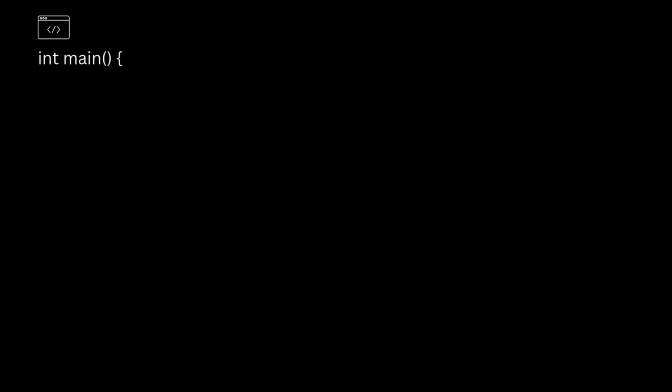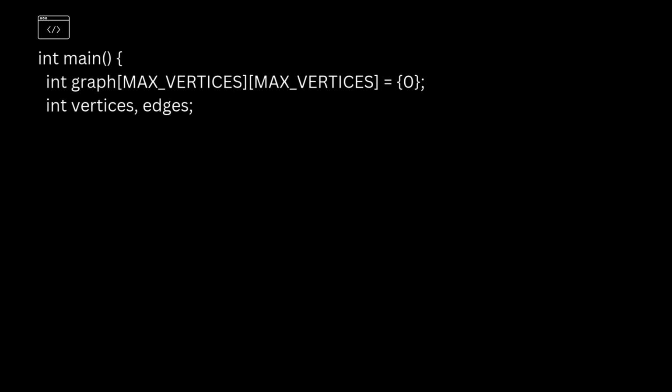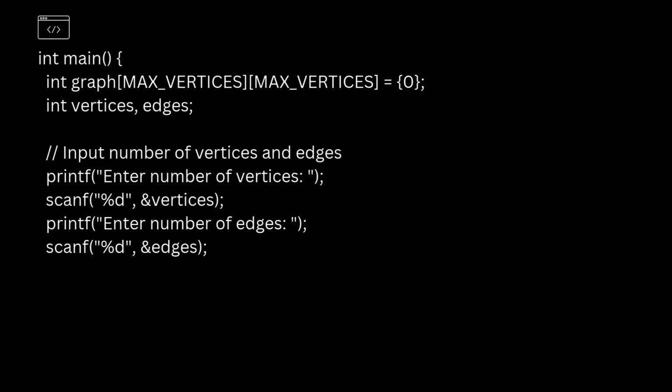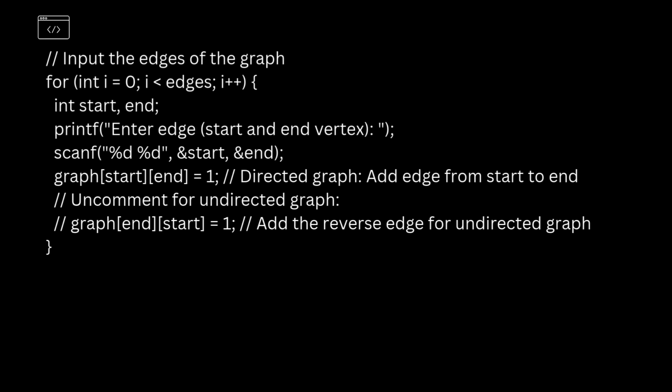Now write the main function. First, graph initialization. Graph[MAX_VERTICES][MAX_VERTICES] matrix is initialized to store the adjacency matrix where graph[i][j] equal to 1 indicates an edge from vertex i to vertex j for directed graphs. Input. The number of vertices and the edges are input by the user. Then the user is prompted to input the edges which are used to populate the adjacency matrix.